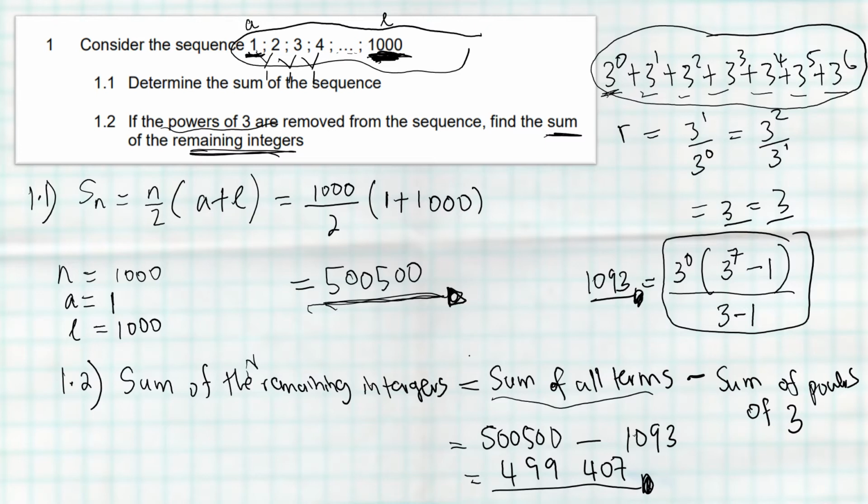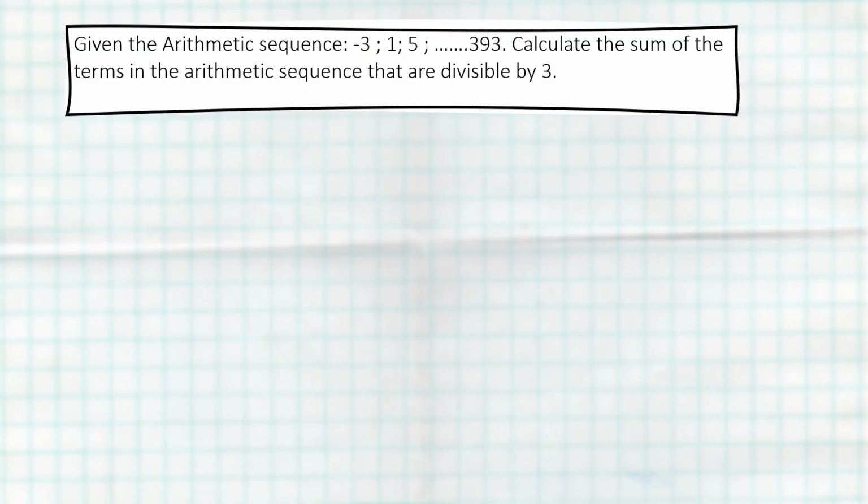Okay. Let's now quickly look at a different example. Problem 2 from this session is about divisible terms, right? The question goes like, given the arithmetic sequence minus 315 up until 393, calculate the sum of the terms in the arithmetic sequence that are divisible by 3. We can also call this series or calculating sums with given restrictions.